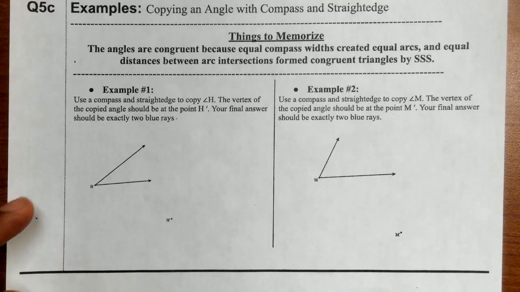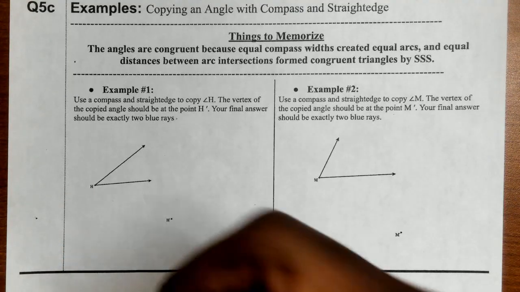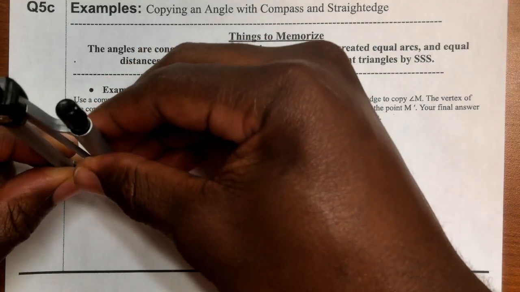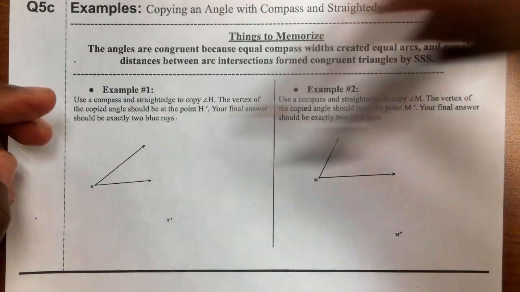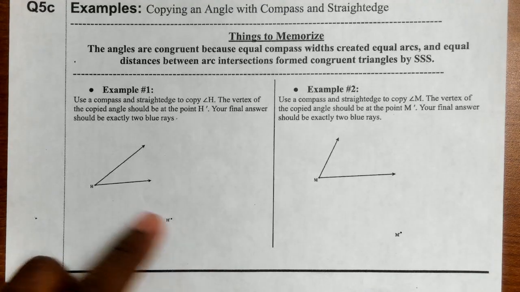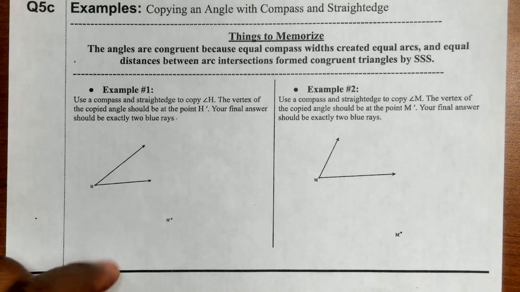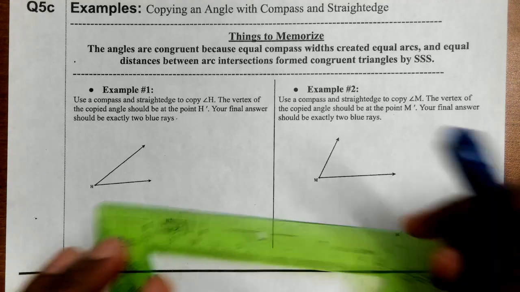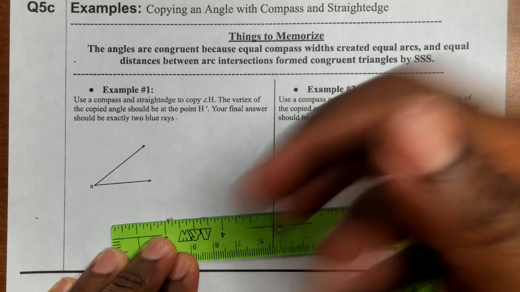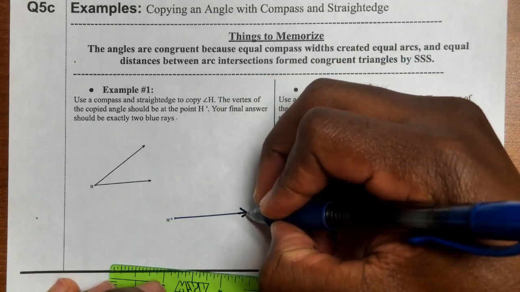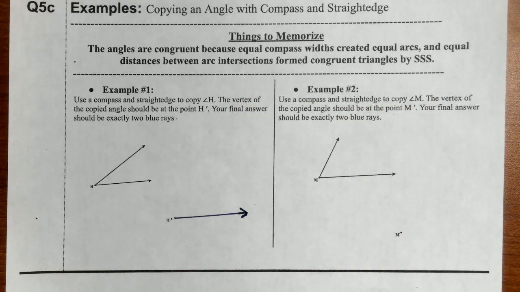The first thing I'm going to do is put the point of my compass on point H. Actually, even before that, let me draw a ray that would represent this ray H. That's the first thing I'm going to do. It doesn't matter where I draw it or the direction I draw it. A ray has a starting point and an arrow going in one direction.